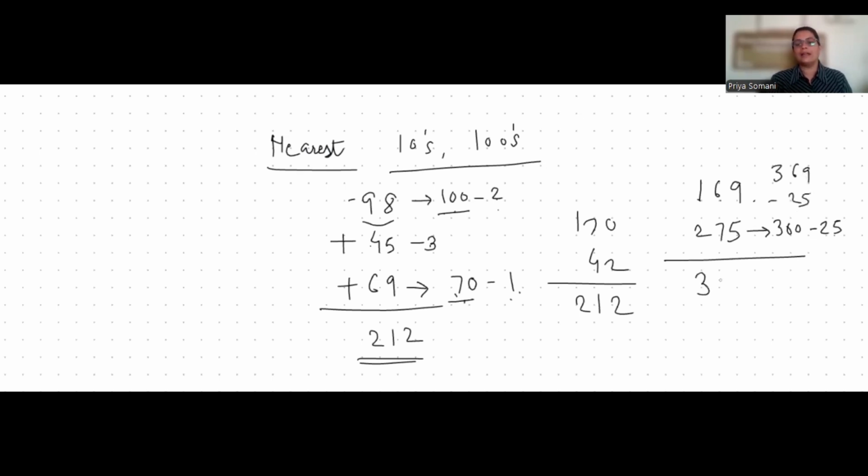Now you can see 9 plus 5 is 14, right? 4 carry 1. 7 and 7 is 14, right? 4 carry 1. And that is 444. Sorry, 444. Okay. So this is what we are doing by adding it to the nearest hundreds or nearest tens.